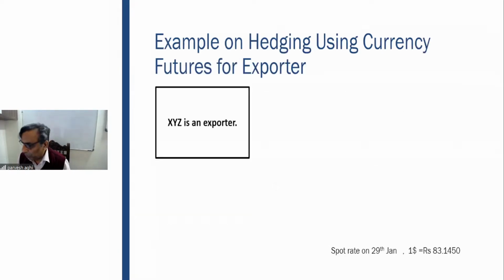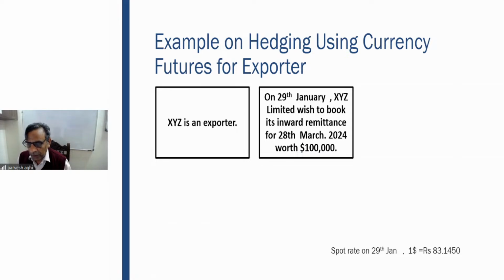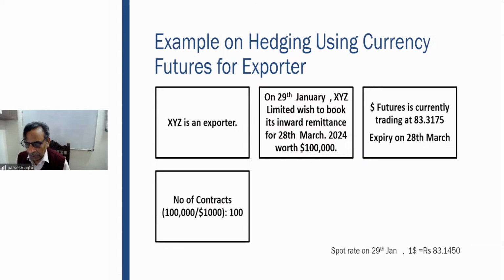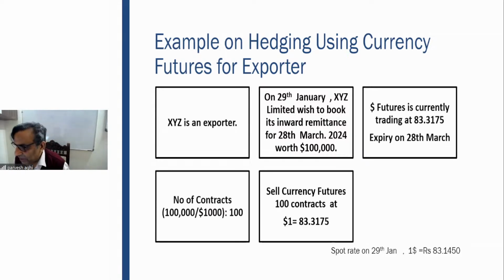Similarly, for an exporter, what will happen? You're an exporter, so here you're going to receive money. If you are going to receive money, that means you are long on dollars. So you should take a short position. Short means you're going to sell futures. So here you're going to sell the currency futures. If you are long on dollars, you should take a short position. If you are short on dollars, you should take a long position. So as an importer, you take a long position, you buy dollars.